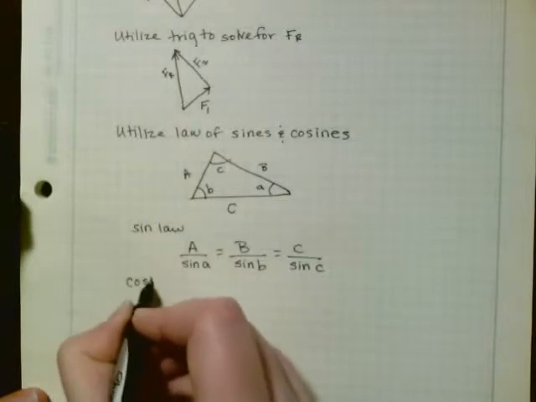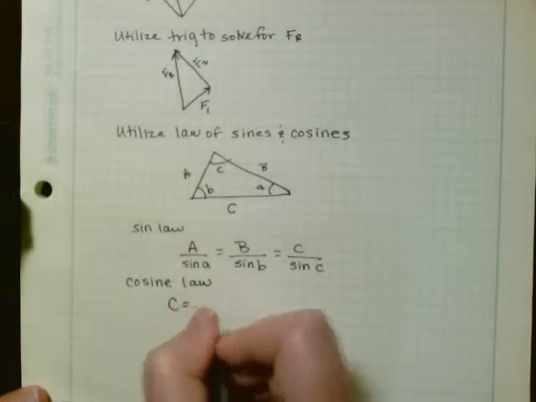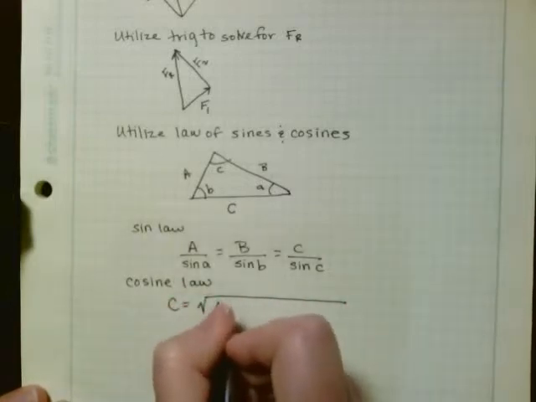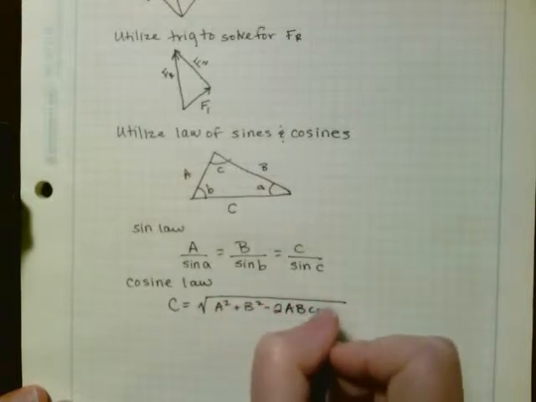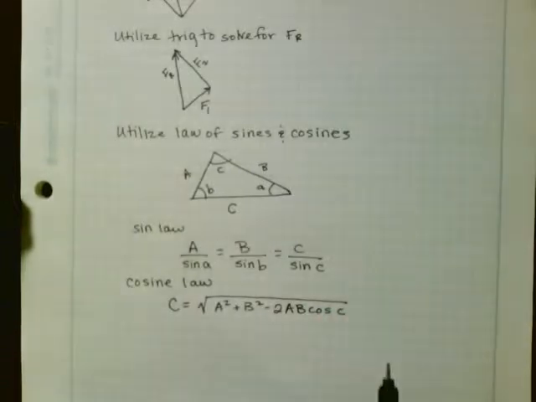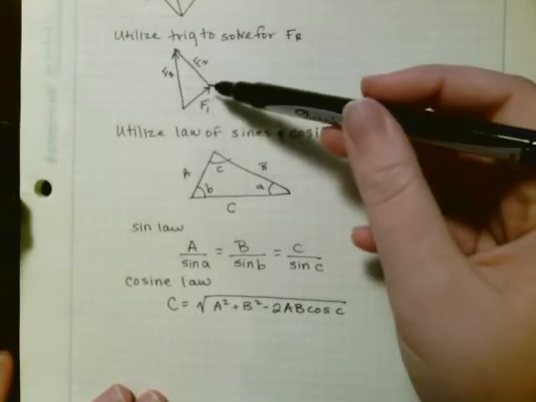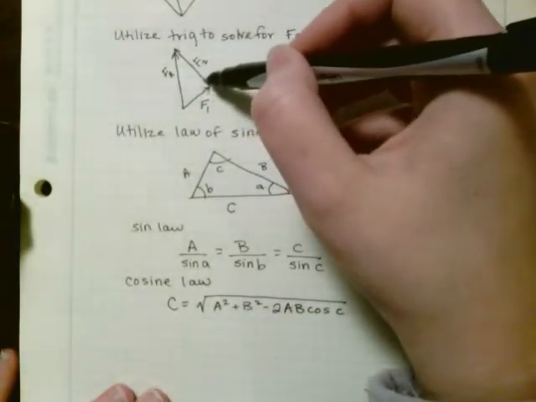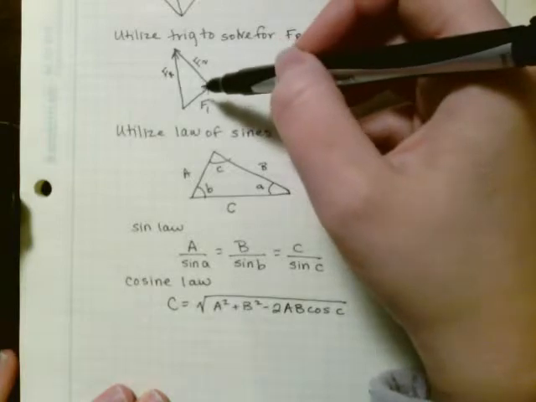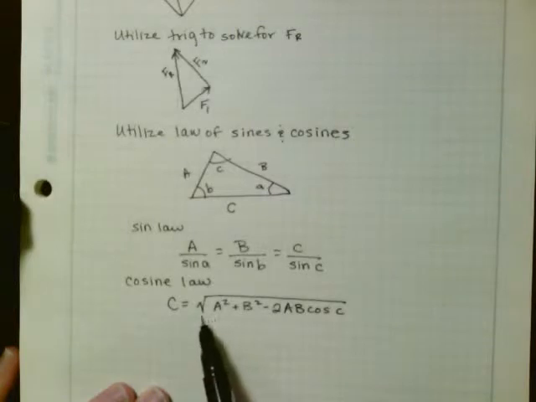And now the cosine law is side length C is equal to the square root of side length A squared plus B squared minus 2AB cosine C. So basically we have this triangle, and we would have the directions of F1 and F2, and so we can use that to solve for this angle right here, angle C, because it's opposite of the hypotenuse. So once we have that angle, we can use the law of cosines to determine the magnitude of the resultant force.